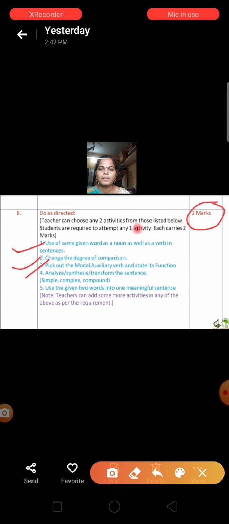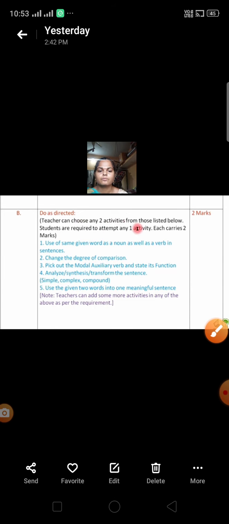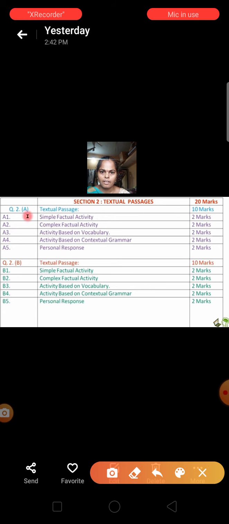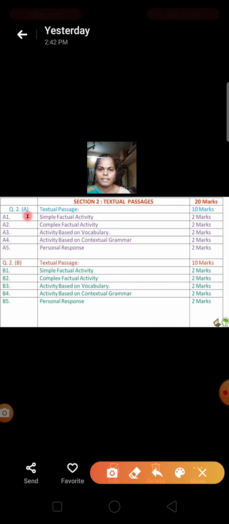Third one is pick out the modal auxiliary verb and state its function. Fourth one is analyze or synthesize or transform the sentence. In it, simple, complex or compound you will get. Understood? Fifth one is use the given 2 words in one meaningful sentence. All are very simple. Okay. Next one. See, section 2 started now.